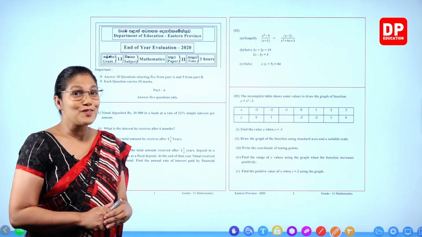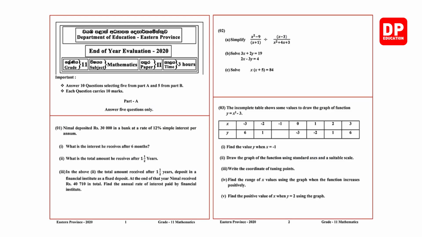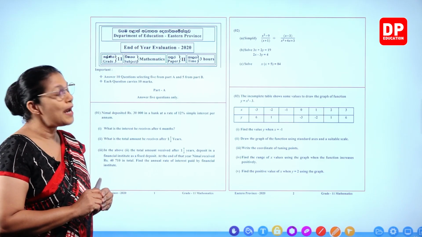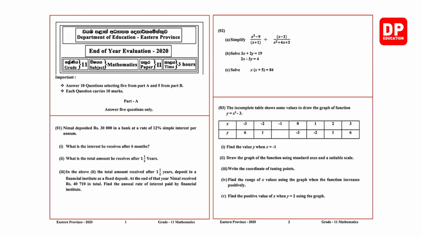Hello O-level students. Today I am going to discuss the End of Year Evaluation 2020 paper, Department of Education, Eastern Province. So this is paper 2 and you get 3 hours for this paper. You already know there are 2 parts, part A and part B. In part A you get 6 questions and in part B you get 6 questions. But you have to do only 5 questions from each part.